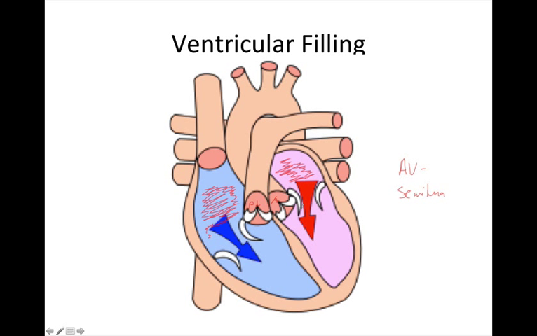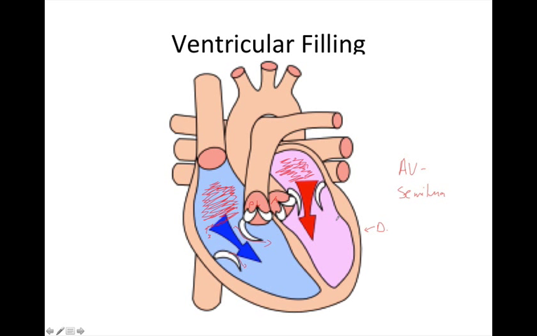So as the atria are filling with blood, eventually they're going to fill up with so much blood that the weight of the blood is going to cause these AV valves to open up. Remember, the ventricles in this situation are in diastole. I'm just going to use D for diastole. They're in diastole, so their volume is greater and there's a low pressure situation here. As a result, that's going to favor filling. Remember, diastole favors filling.